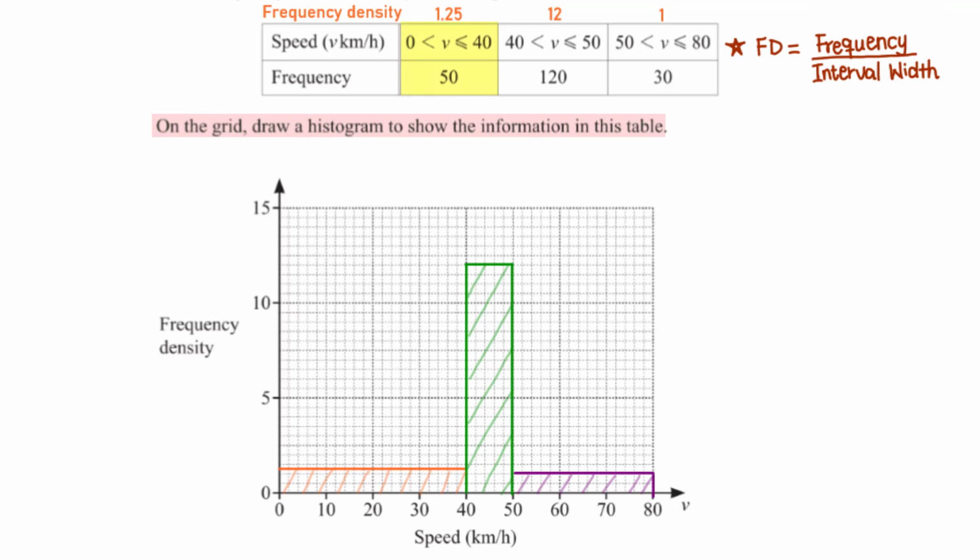For the first interval, the frequency density is the frequency, which is 50, divided by the interval width, which is 40 minus 0, and this is equal to 1.25.